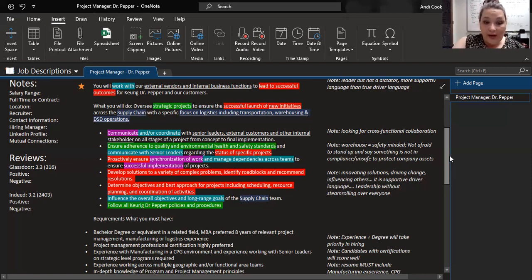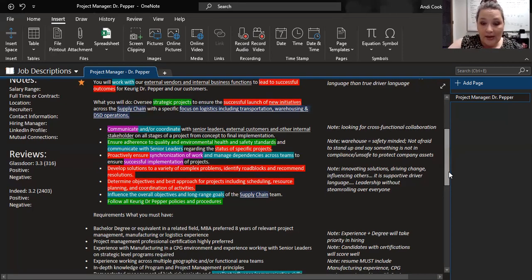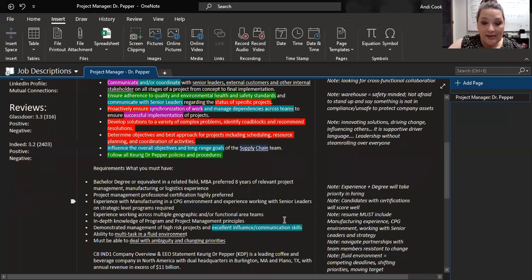Then we go into develop solutions. We're architecting solutions here. So think about innovation in a very limited scope, but driving change, influencing others, supportive driver language, leadership without steamrolling, influence the overall objective of long-range goals. Then there's your supply chain language again. Follow policies and procedures. There's your analytical, safety conscious. We go through and we break it down. It'll tell us, here's more excellent influence communication skills when we get down to the requirements.